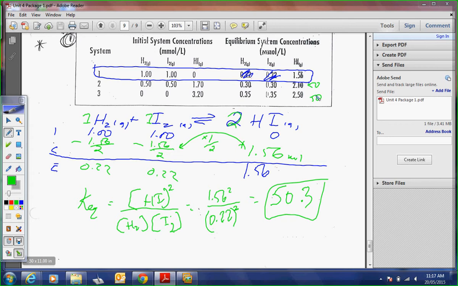Will we always be adding to the solution on the right-hand side, or if it was a decomposition, would it be?